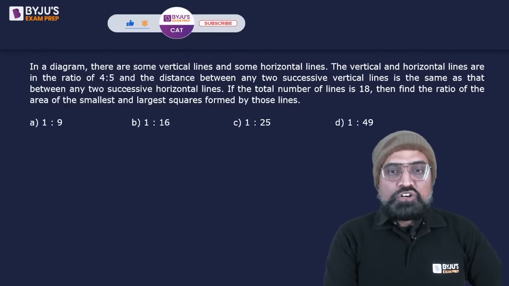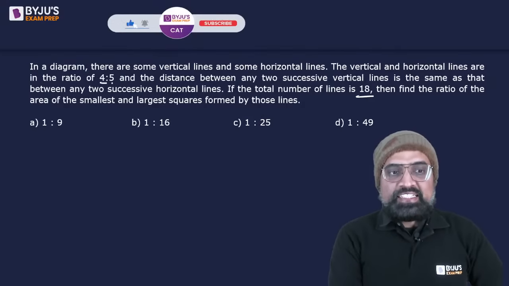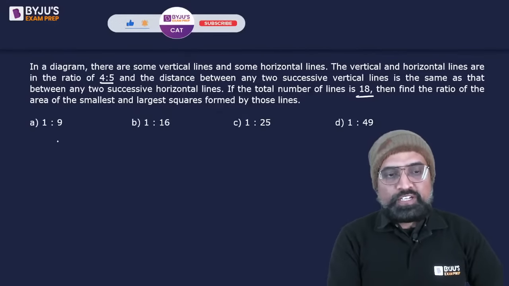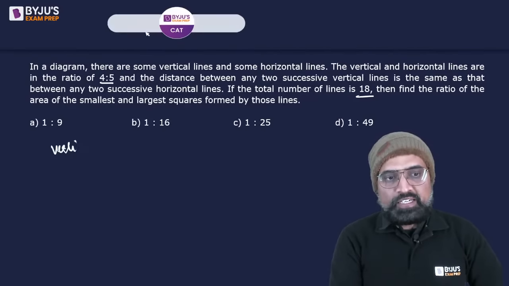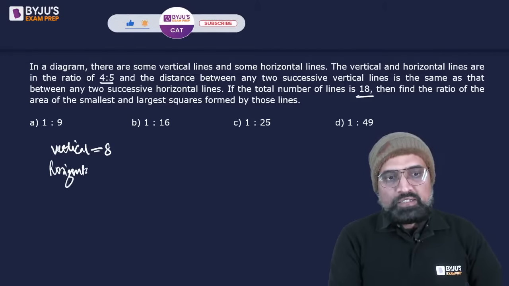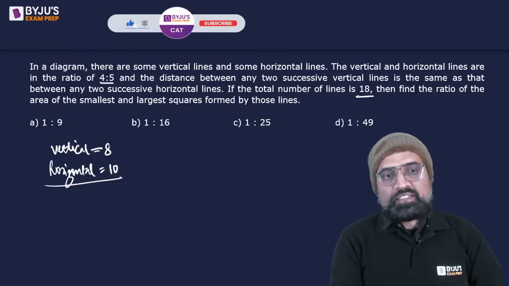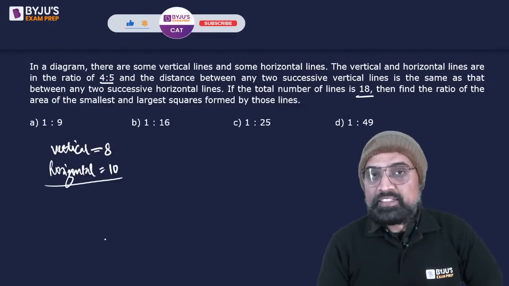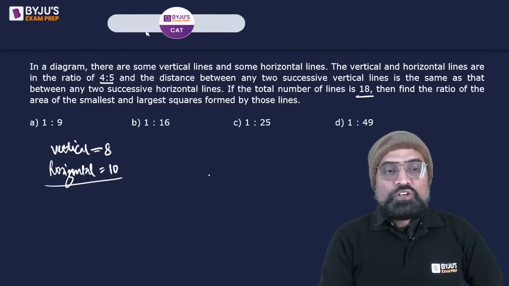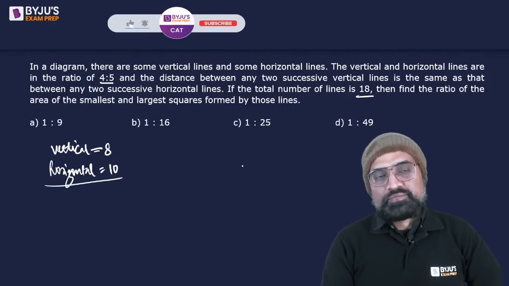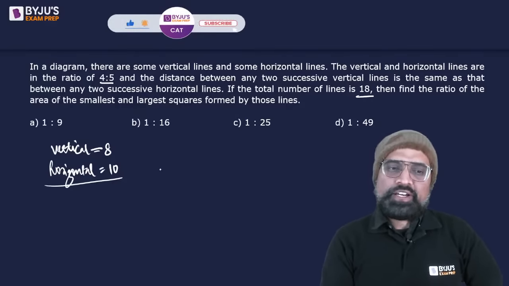Okay, so the total number of lines is 18 and the vertical lines and horizontal lines are in the ratio 4:5. So can we say the total number of vertical lines will be 8 and the total number of horizontal lines will be 10, so that they're in the ratio 4:5 and the sum of the total number of lines is 18, right? So we have to find the ratio of the area of the smallest and the largest squares formed by those lines. So what kind of figure are we going to get?